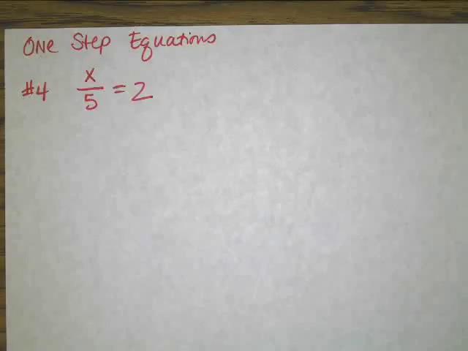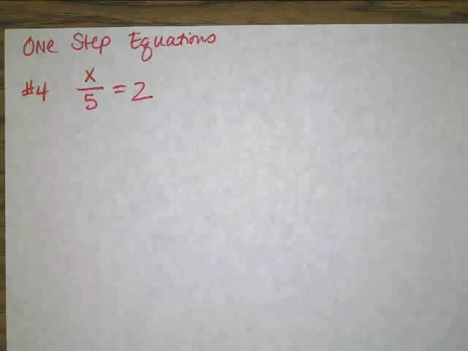Say it, somebody, Evan. Read it. What does it say? X over 5. That's the side with the letter, which means that that's the side we're going to put our focus on.